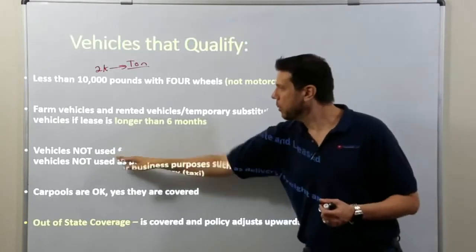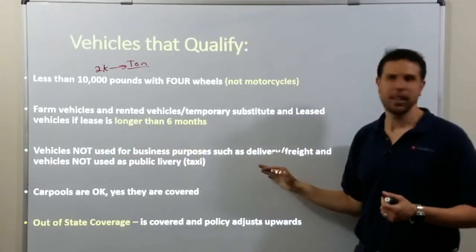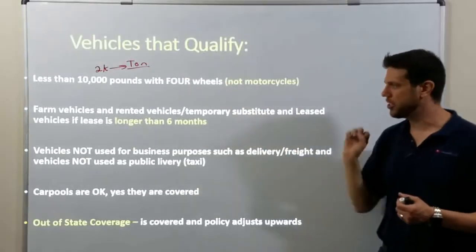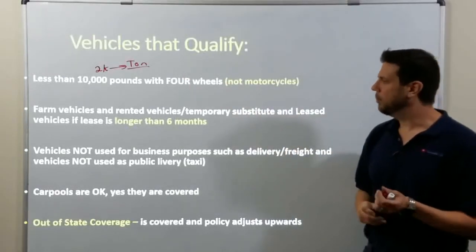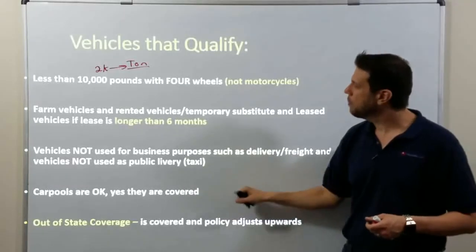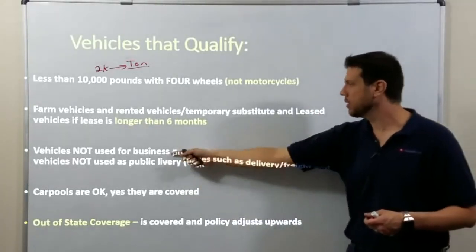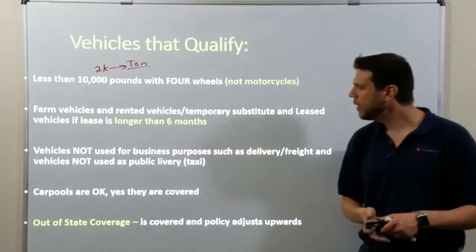If you use the vehicle for business purposes, that's not covered under personal auto. That falls under commercial auto, business auto, which is at the end of this chapter. Carpools are okay, but public liveries, which are taxis, are not covered under personal auto. This goes under business, but you can carpool.